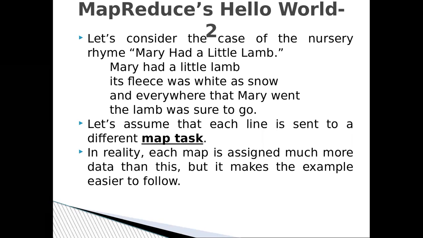In reality, each map is assigned much more data than this. For our example, we are considering that one map has a line of text. For example, map 1 will have Mary had a little lamb. Map 2 will have its fleece was white as snow, like this. So my question is, if this is our input file, then how many maps are required?